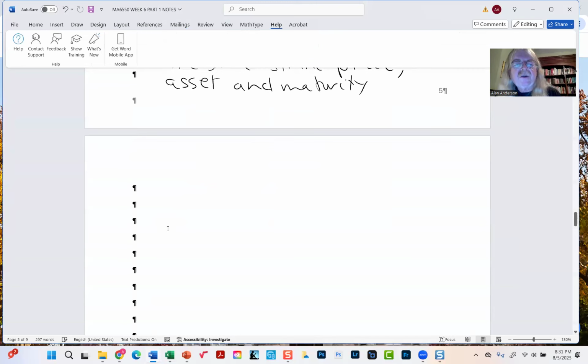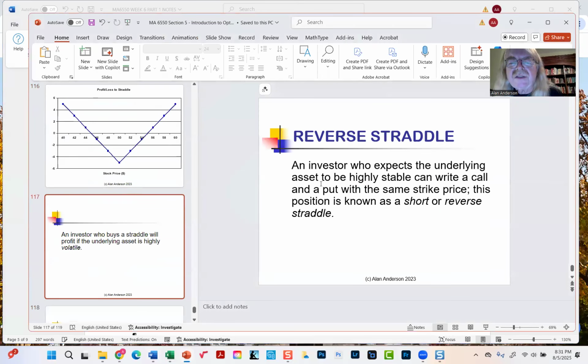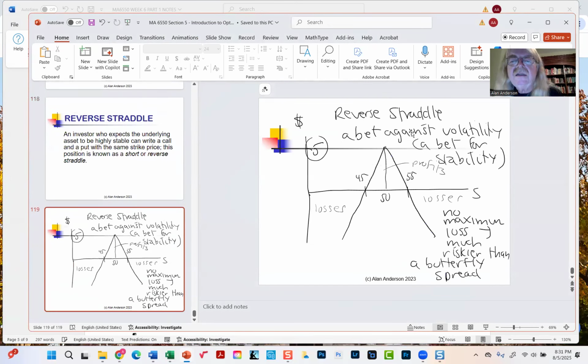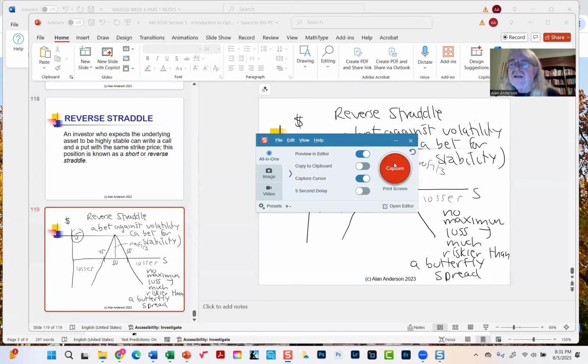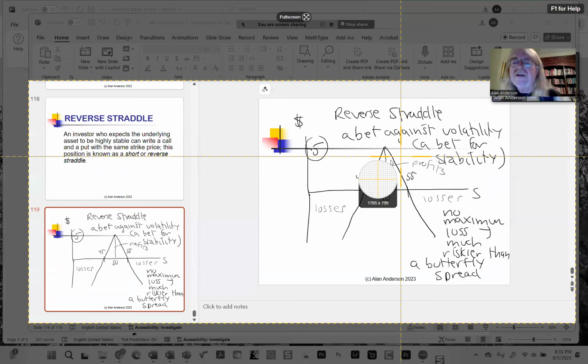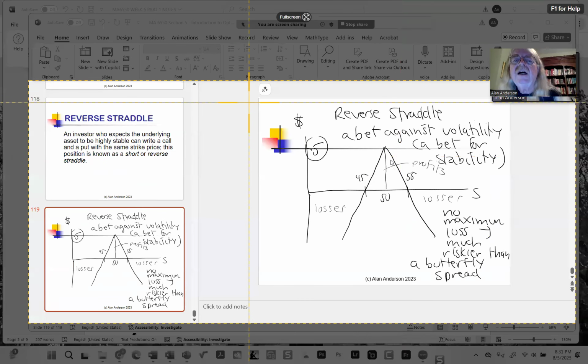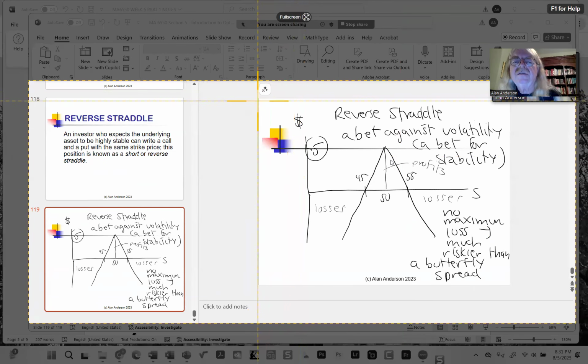And I'm not sure if I have graphing here. I might have to draw it by hand. Let's see. All right, that'll do. You can see it is, in fact, the straddle flipped upside down. So you can see now we're betting against volatility.